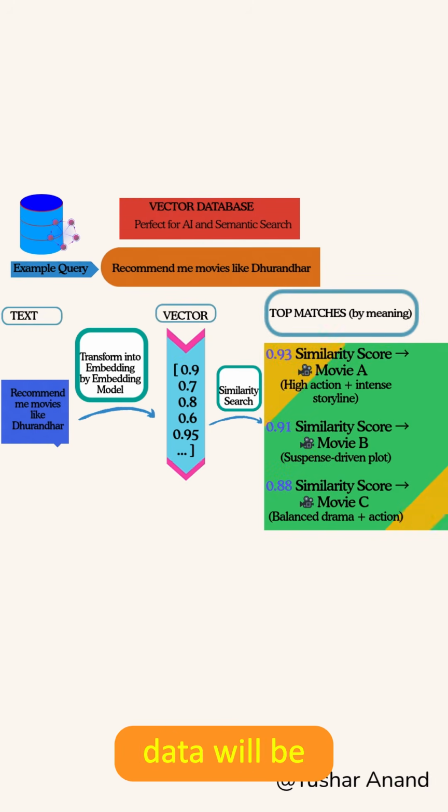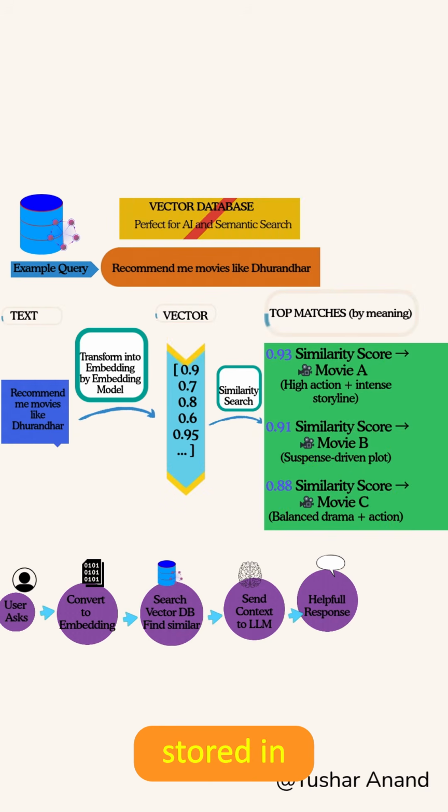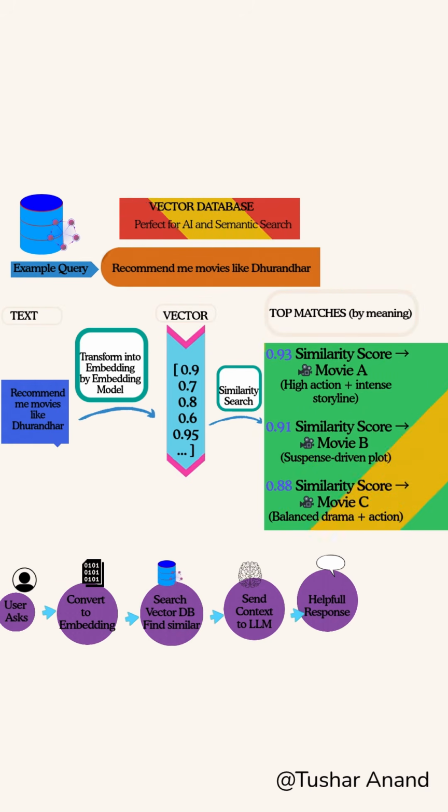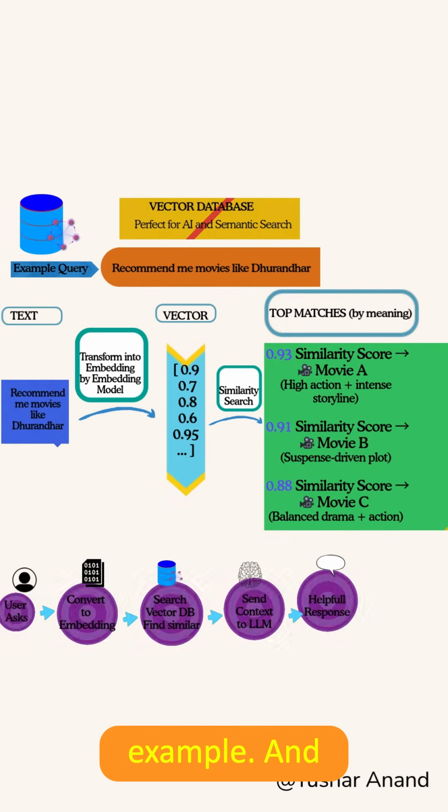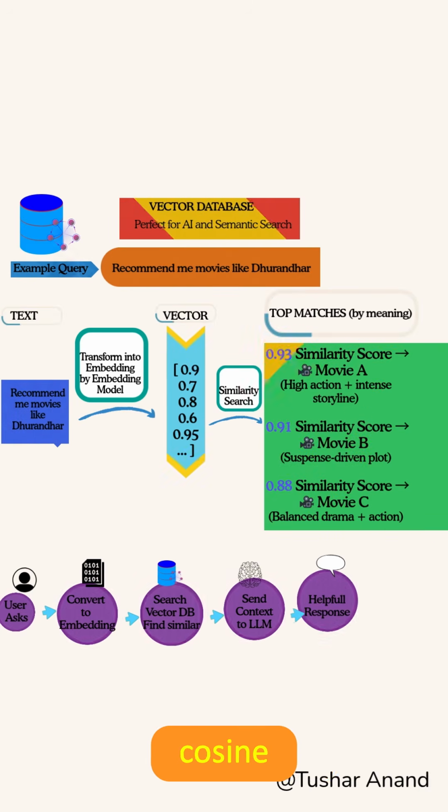To summarize, data will be converted into embedding vectors and stored in a vector database like ChromaDB, Pinecone, Amazon Aurora, PostgreSQL, or MongoDB Atlas Vector, which is another example. And then the search will be powered by cosine similarity or ANN for speed.